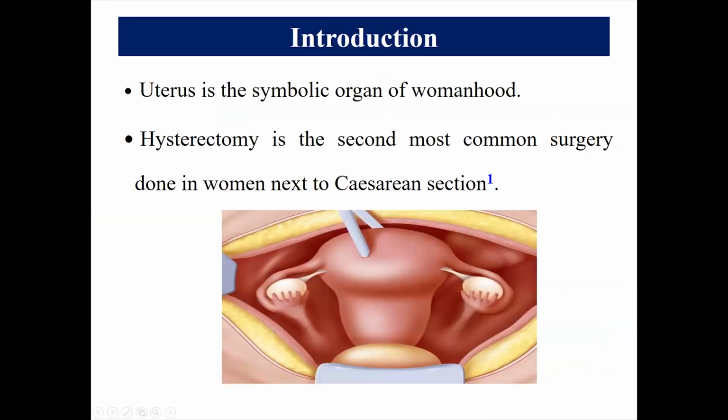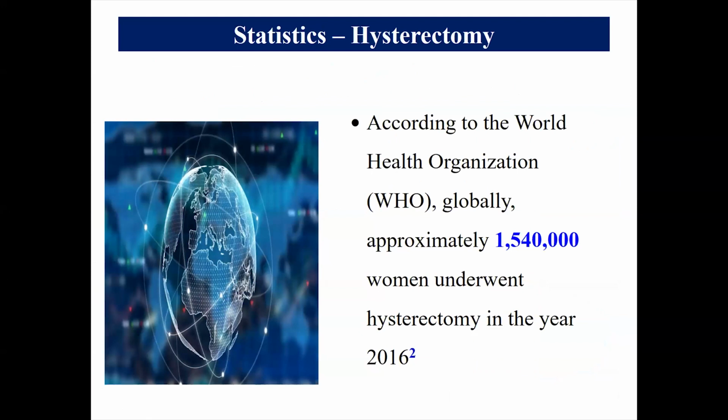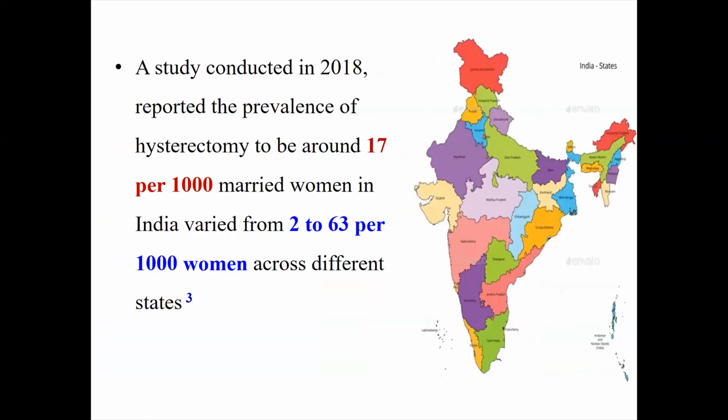The uterus is a symbolic organ of womanhood. Hysterectomy is the second most common surgery done in women, next to cesarean section. According to WHO statistics, globally, about 1,540,000 women underwent hysterectomy in the year 2016. A study conducted in 2018 in India reported the prevalence of hysterectomy to be around 17 per thousand married women in India. Also, it varies among the states from about 2 to 63 per thousand women.